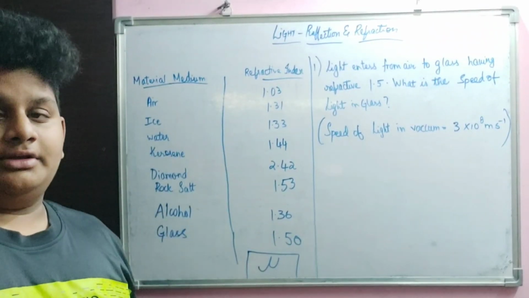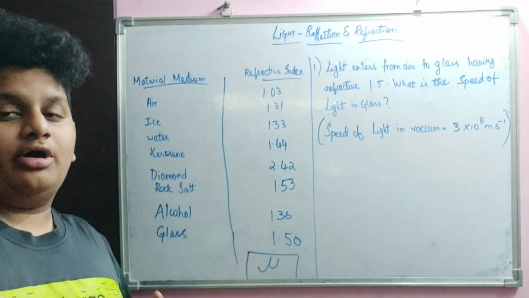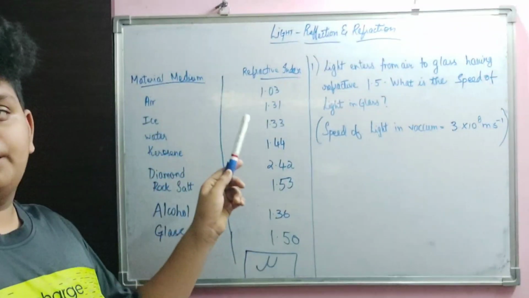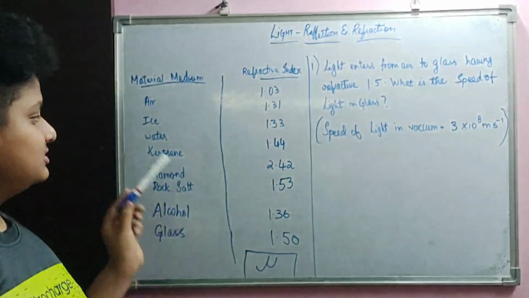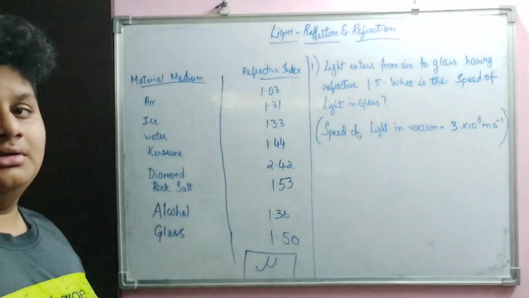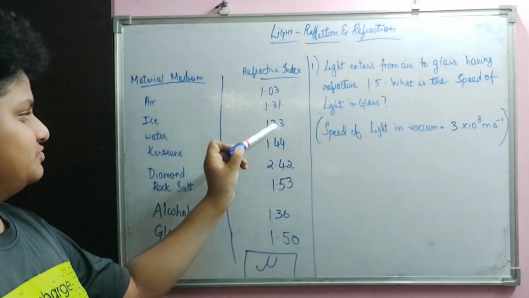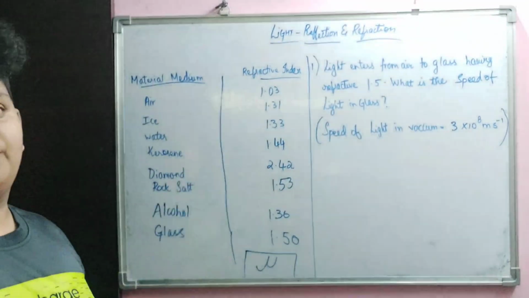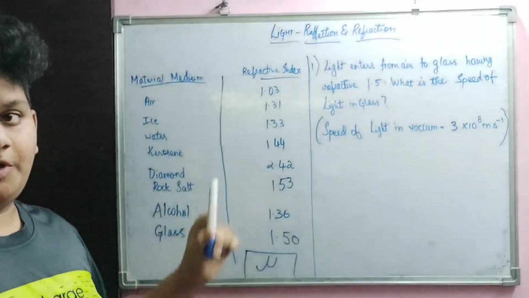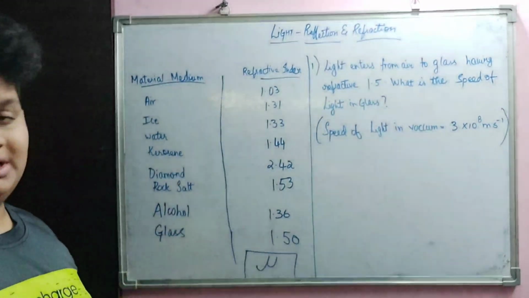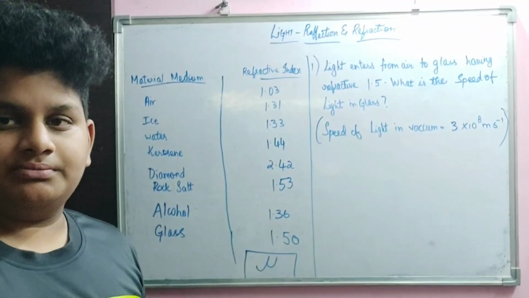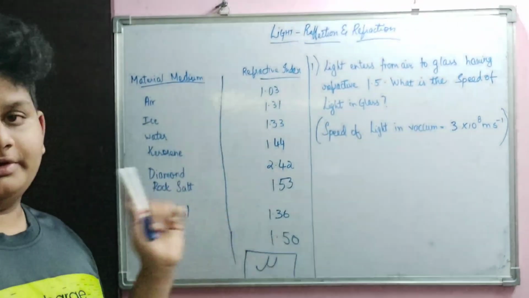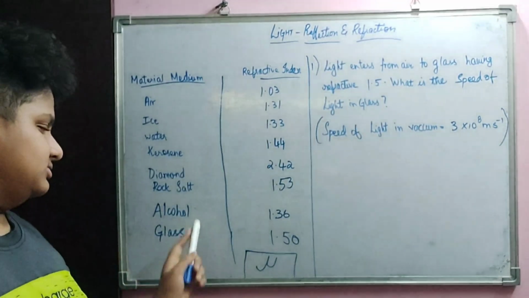Now, here are some refractive indexes of some materials for you. The refractive index of air is 1.03. The refractive index of ice is 1.31. Refractive index of water is 1.33. Refractive index of kerosene is 1.44. Diamond is 2.42. Rock salt, means the salt which we get directly from the sea, 1.53, and alcohol 1.36. Finally glass, which is 1.5.